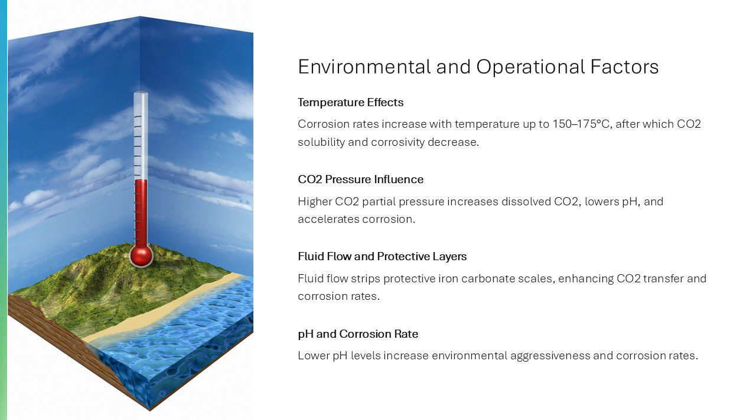Fluid flow rate also impacts corrosion by stripping away protective layers such as iron carbonate scales and enhancing mass transfer of CO2 to the metal surface. pH levels directly influence the aggressiveness of the environment, with lower pH correlating to higher corrosion rates. Under certain conditions, protective phase CO3 scales can form, significantly reducing corrosion if they remain stable. Additionally, chemical inhibitors are commonly used to create protective films on metal surfaces, mitigating corrosion. Understanding these factors allows engineers to predict corrosion behavior and implement targeted control measures to maintain system integrity.